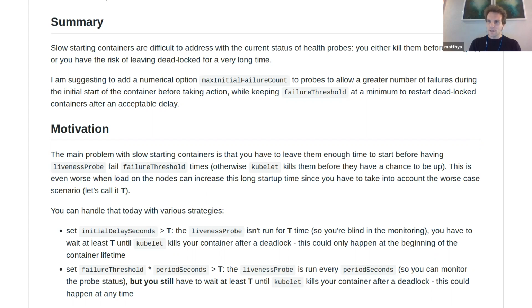I'm working with legacy applications, and they have a tendency to take 1 to 2 minutes to start. It can be even worse when there is some load on the nodes. I found it very difficult to tune the settings for the probes, especially the liveness probe, because it would kill my container before it has finished starting.